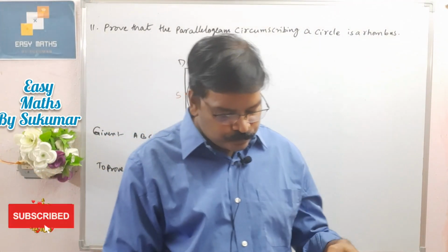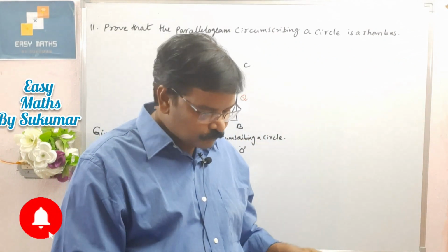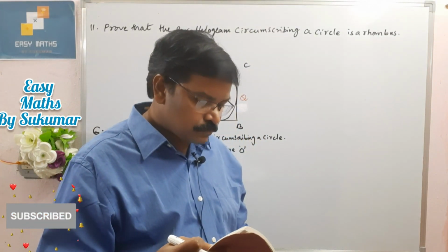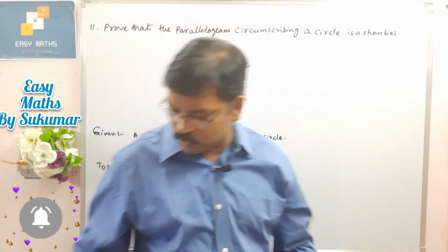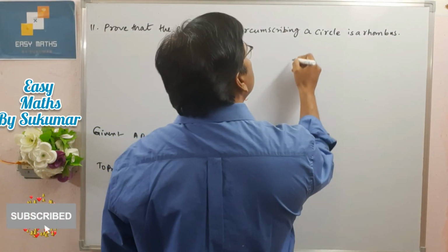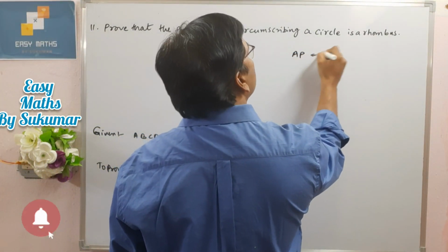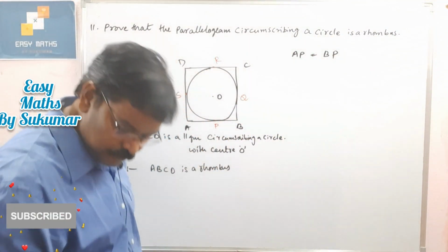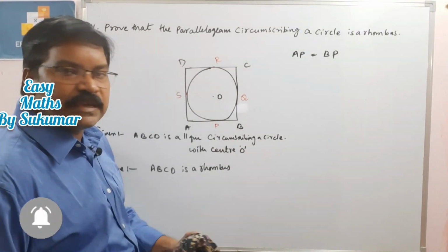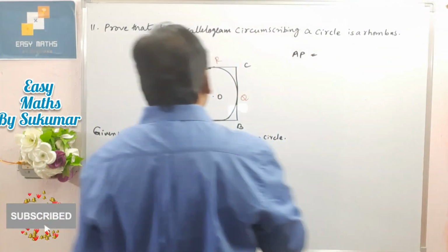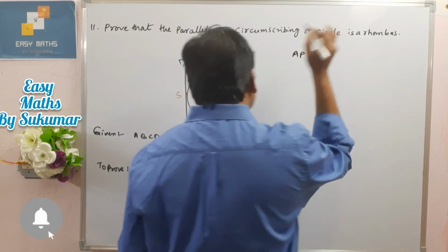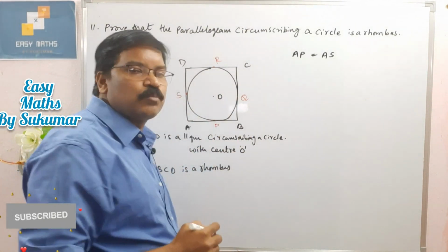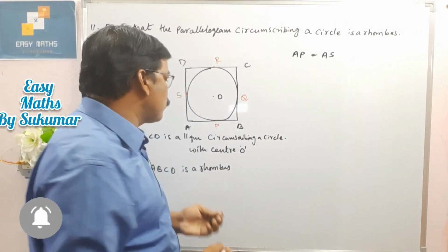Already we have proved this in the 8th question. See my dear students, here AP is equal to BP. I made a mistake. AP and AS are equal, since A is the external point of a circle. Therefore, the tangents drawn from an external point of a circle are equal, from theorem 10.2.